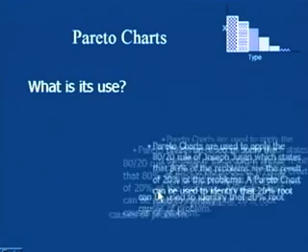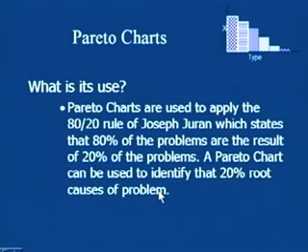What is its use? Pareto charts are used to apply the 80-20 rule of Joseph Juran, which states that 80% of the problems are the result of 20% of the causes. A Pareto chart can be used to identify those 20% root causes of the problems. Basically, this 80-20 rule was initially observed by an Italian economist. He observed that 80% of the world's wealth is in the hands of 20% of the people.